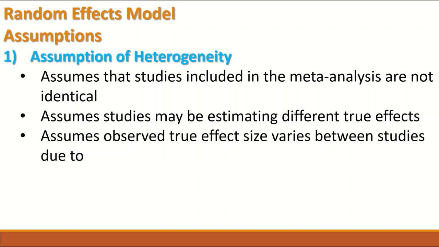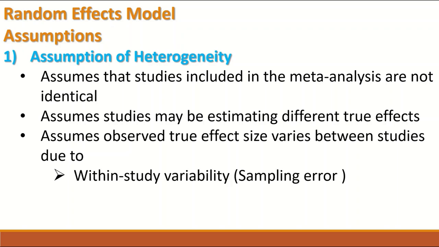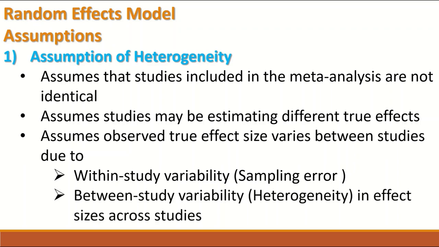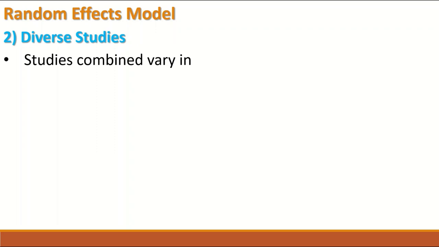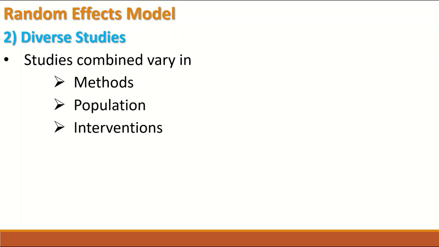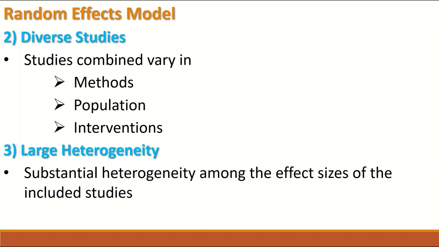The model also assumes that the true effect size does vary between studies, and this variation is due to sampling error, which is within-study variability, or between-study variability, which is heterogeneity in the effect sizes across studies. A second assumption is that the studies are diverse, which means there is variation in the methods used, in the population structure, and in the intervention and procedure performed. And a third assumption is that the model can be used when there is substantial heterogeneity among the effect sizes of the included studies.